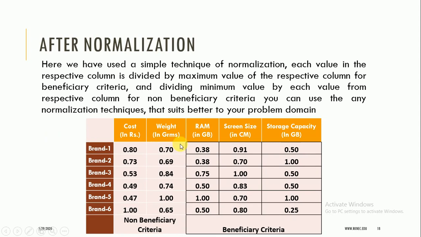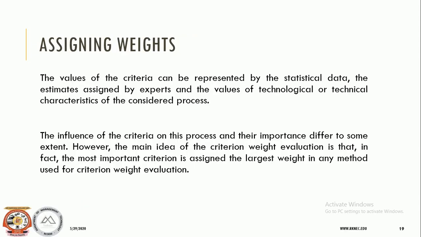The matrix that you are having on your screen is called the normalized decision matrix. We started with a problem wherein 6 brands were available with 5 criteria with their respective units. The first unit was in rupees, then grams, then GB, then centimeters, and then GB again. We have converted that into a measurable and comparable unit, and this is the method of normalization.